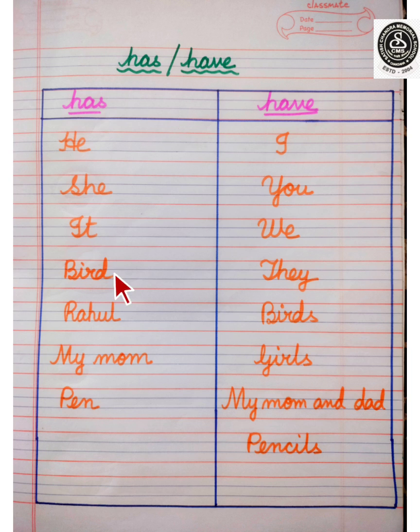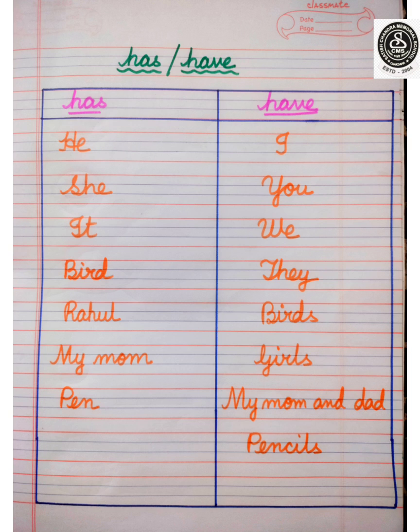Next, bird. Bird means we are talking about only one bird. So we can say bird has. Next, Rahul. Rahul means we are talking about only one boy. So we can write here Rahul has. Next, my mom. My mom means here I am talking about only one person, my mom. So we can write here my mom has. Next, pen. Pen means here I am talking about only one thing. So I can say pen has. Now let's go for the next.